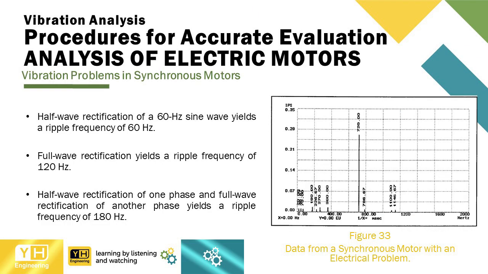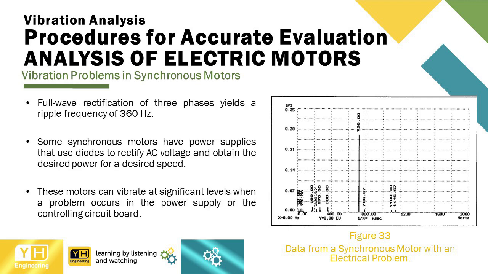Half-wave rectification of a 60 Hz sine wave yields a ripple frequency of 60 Hz. Full-wave rectification yields a ripple frequency of 120 Hz. Half-wave rectification of one phase and full-wave rectification of another phase yields a ripple frequency of 180 Hz. Full-wave rectification of three phases yields a ripple frequency of 360 Hz.